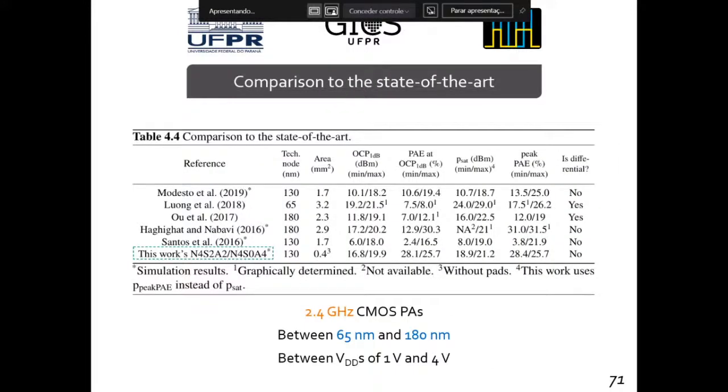The selected works for the comparison to the state of the art are the 2.4 GHz CMOS power amplifiers between 65 nanometers and 180 nanometers, and supply voltages varying from 1 volt to 4 volts.